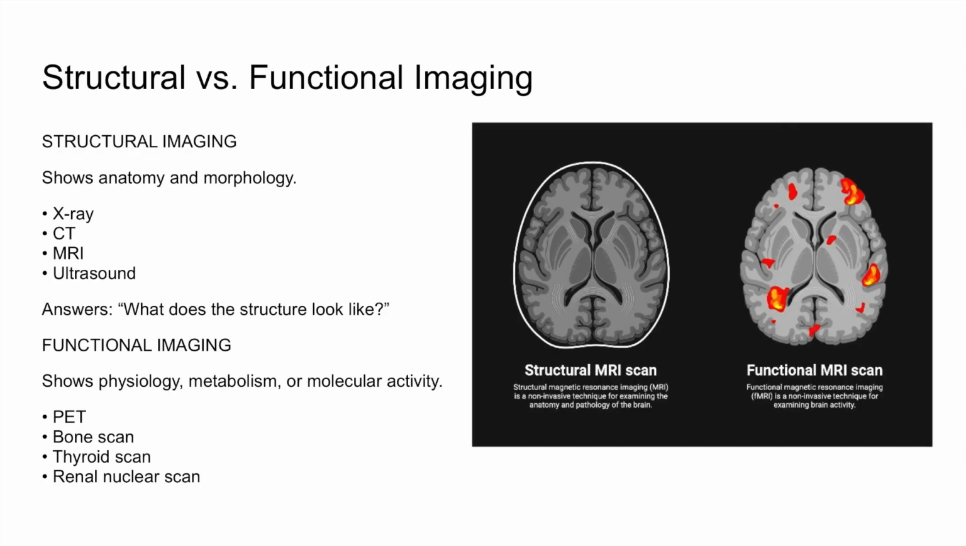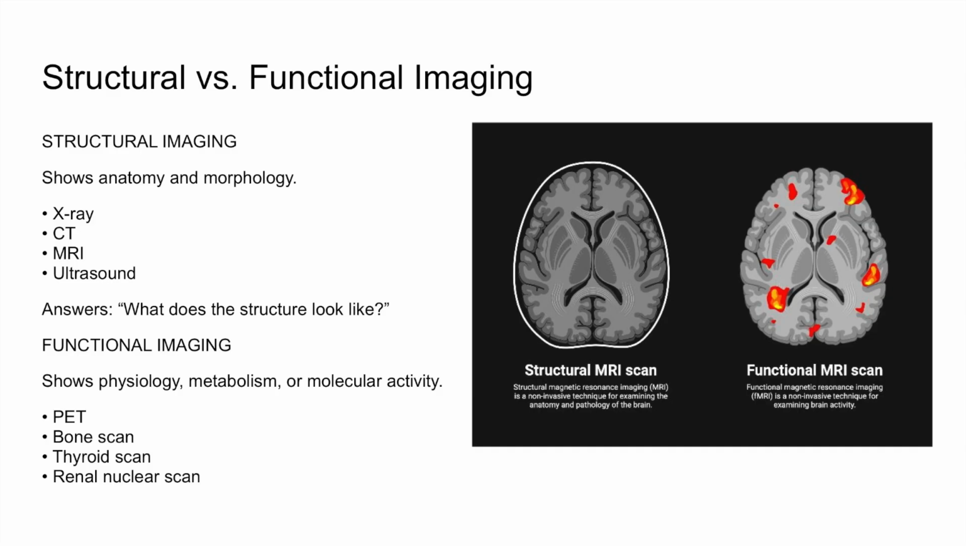So structural imaging answers what does anatomy look like. X-ray, CT, MRI, and ultrasound can demonstrate features such as fractures, hemorrhages, masses, organ enlargements, or structural malformations. Functional imaging instead asks, what is the tissue doing? So PET and other nuclear scans can evaluate metabolism, perfusion, receptor activity, or organ function.